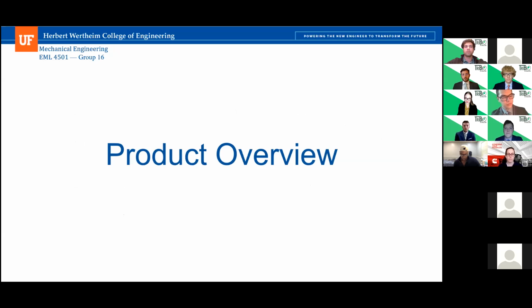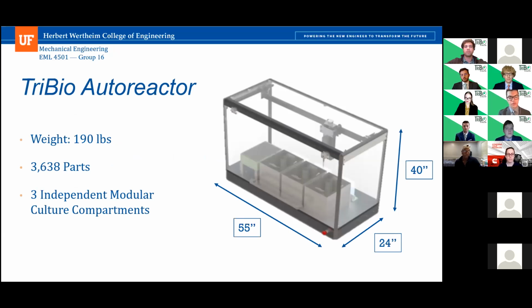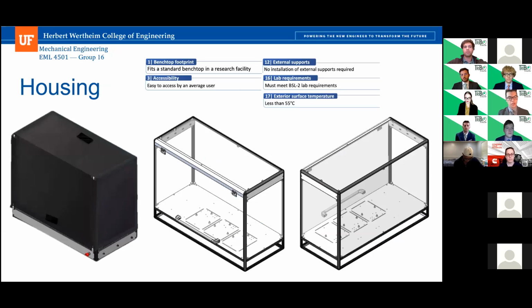All right, so now we are going to go into an overview of our products, looking at the individual subsystems that compose it. So first, for an overview, our autoreactor is 55 inches wide, 24 inches in depth, and 40 inches tall. It weighs approximately 190 pounds, is composed of 3,638 parts, and contains 3 independent modular culture components. So now we're just going to go through each subsystem. And as we go through the subsystems, we're going to have listed the customer needs that each subsystem addresses.